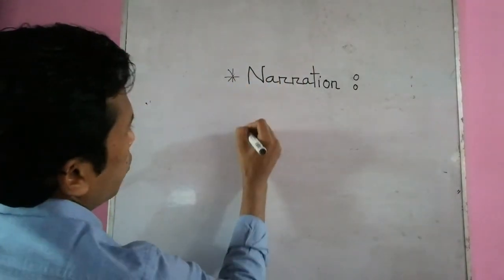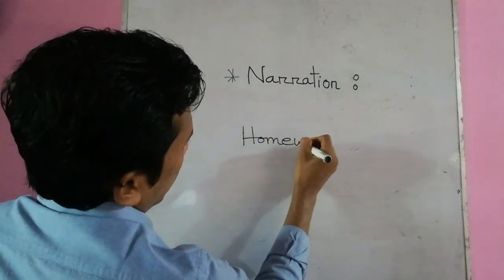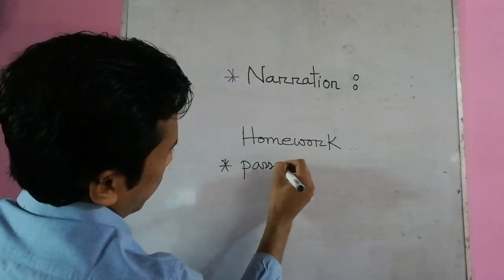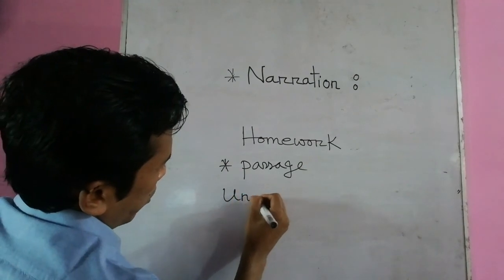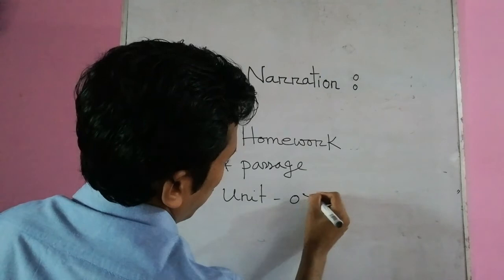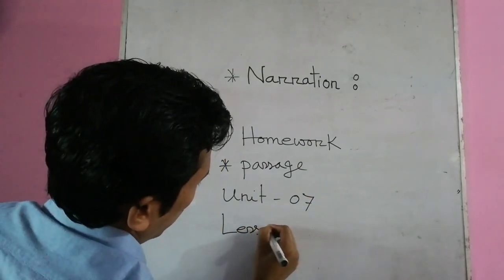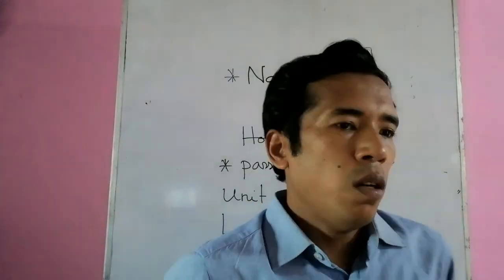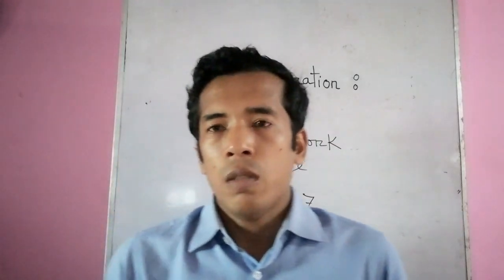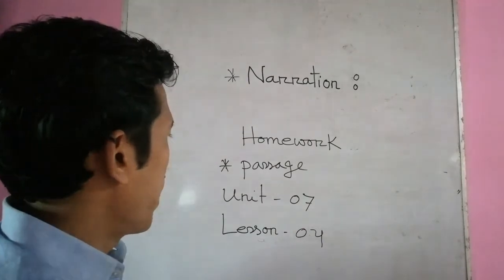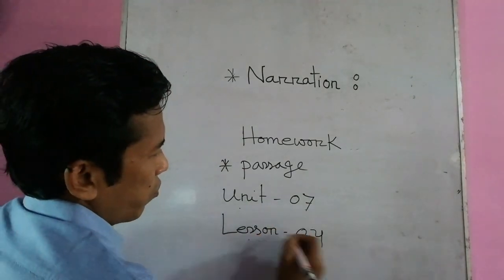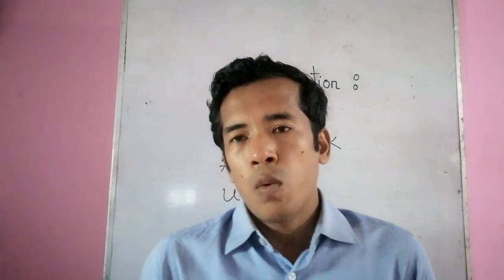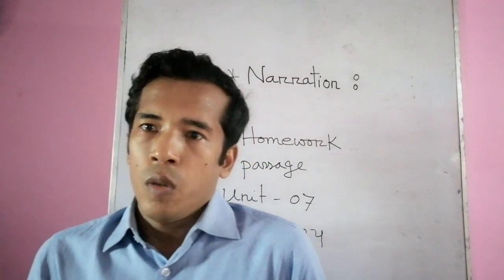Here is the homework of today's class. I would like to give the homework from your first paper syllabus passage, Unit 7, Lesson 4. You know that for your first year final, I have already marked a few passages for you, and this is a very important passage. You have to understand all the ins and outs of this passage, and prepare your assignment with answering questions, flowchart, and even a summary. That's all from today's class.